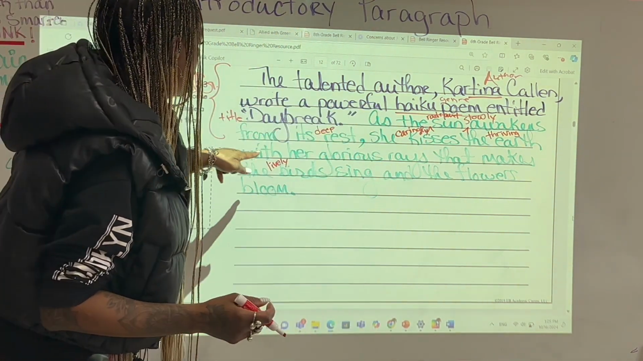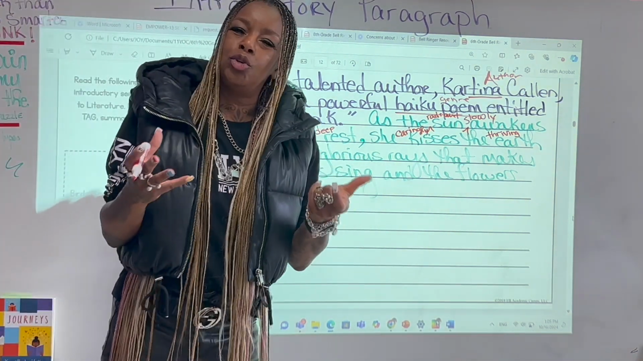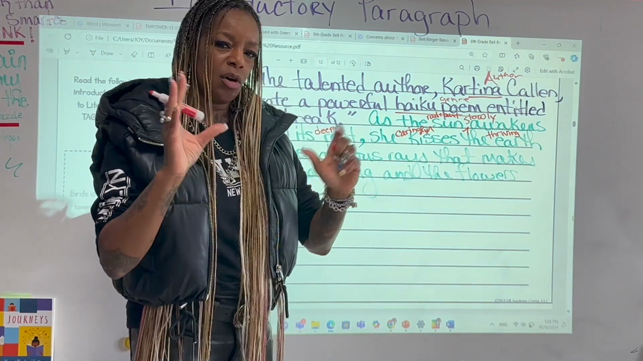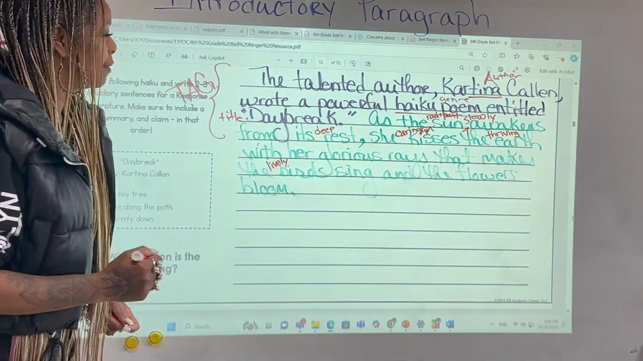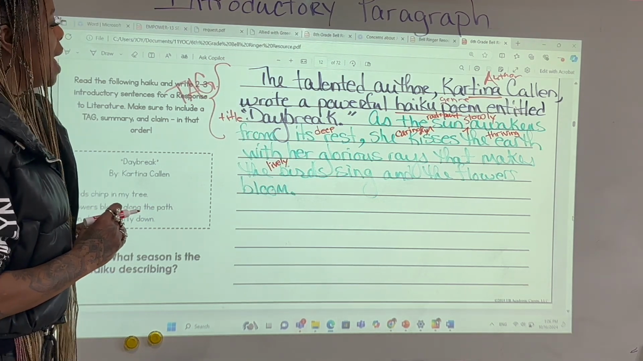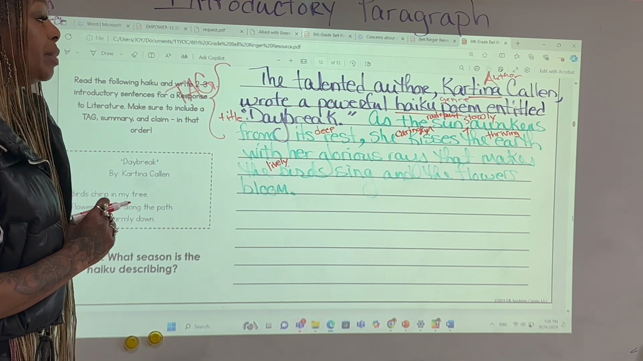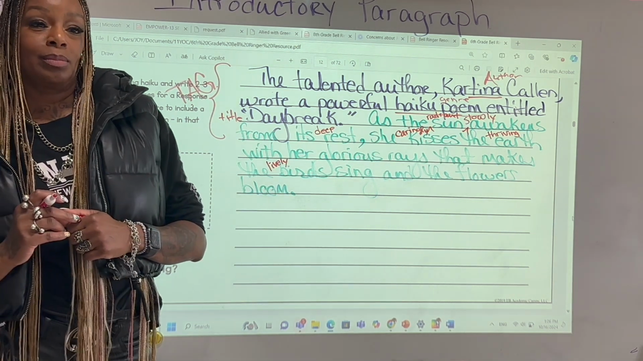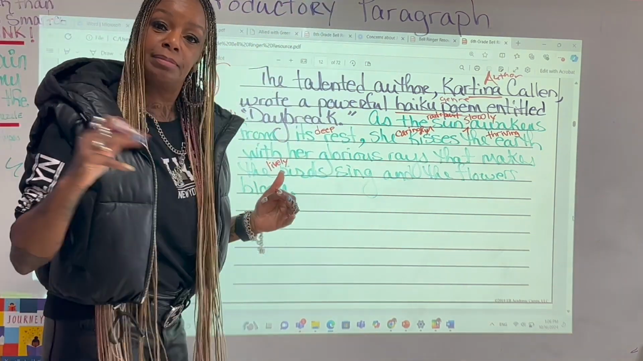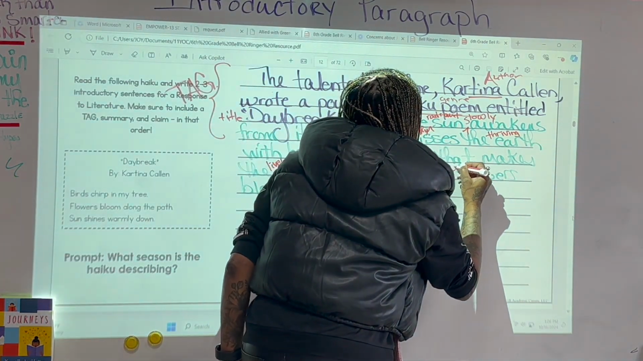When you write, you don't want to have the same word twice in the same sentence. It's called redundancy. The lively birds sing, and the welcoming flowers bloom, because they're welcoming the rays and the love from the sun.